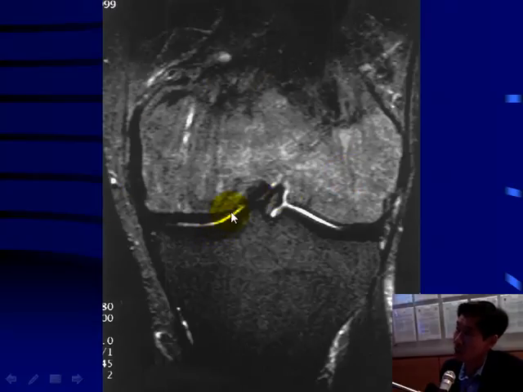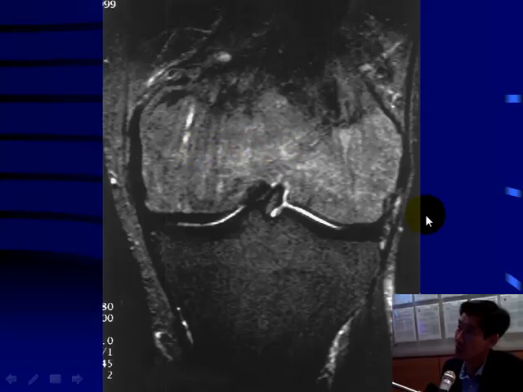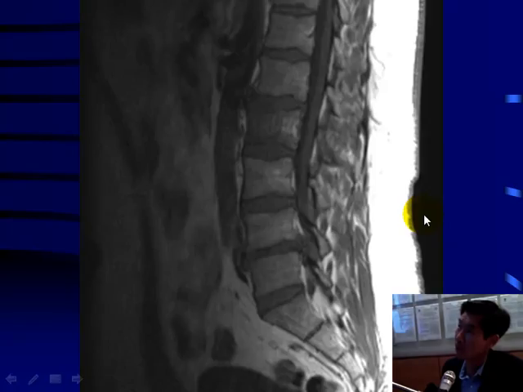On a T2 weighted sequence, this is the so-called speckled marrow process. Kind of look like little starry lines. These little bright areas probably represent the fibrovascular tissue that we saw on the pathology slide earlier.